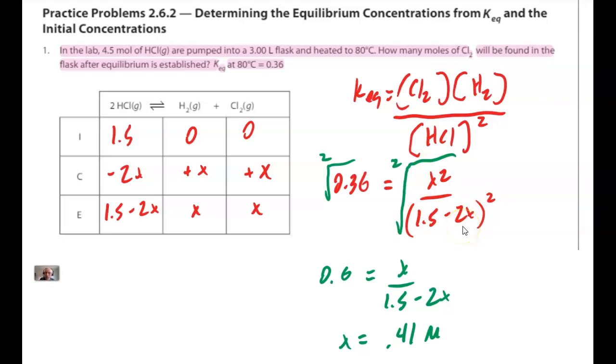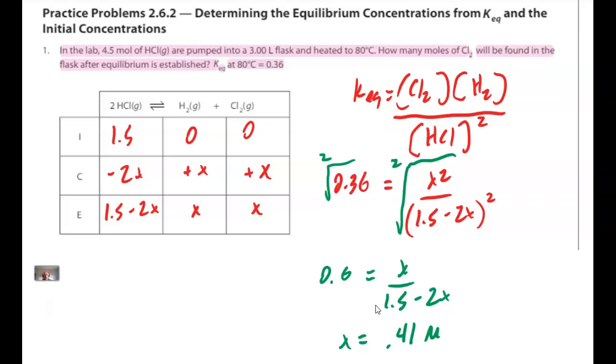As both the numerator and denominator again this time are squared, I can take the square root of both sides. That makes this quite a bit easier to solve, giving me 0.6 on the left. The square root of 0.36 is 0.6. And getting rid of those exponents on the right-hand side, so I've just got x and 1.5 minus 2x off to the right. And through several algebraic steps, which I haven't shown, I found x to be 0.41 molarity.